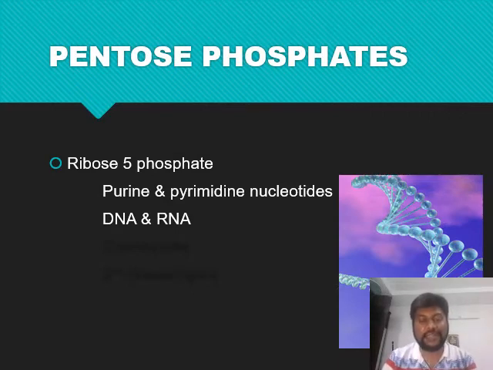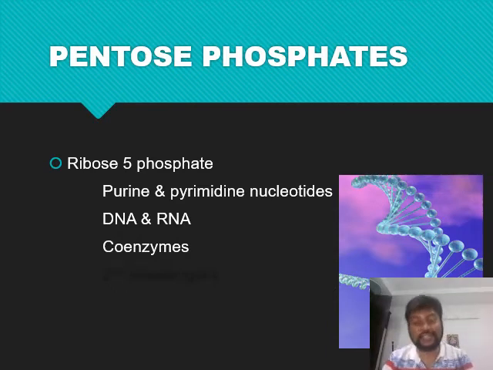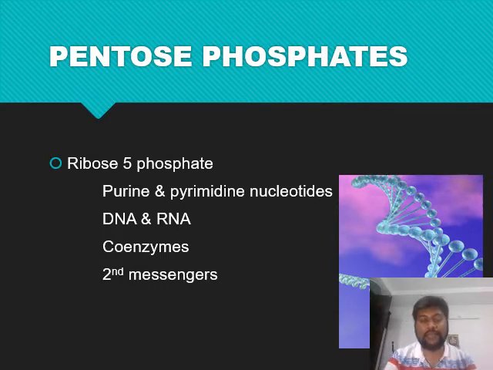Apart from DNA and RNA synthesis, ribose sugars can also be utilized for the synthesis of ATP and GTP, which act as energy currencies. They can also be used for the synthesis of various vitamin coenzymes like NAD and FAD. All these contain ribose sugar. Apart from that, it is also used in second messengers like cyclic GMP and cyclic AMP. So these are the major functions of pentose phosphates, and for producing all these, the HMP shunt pathway is very critical. Next, coming to NADPH.